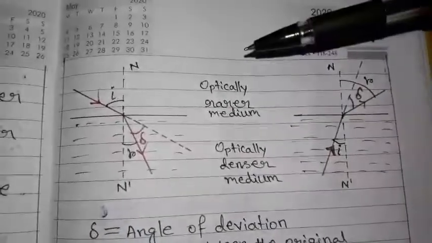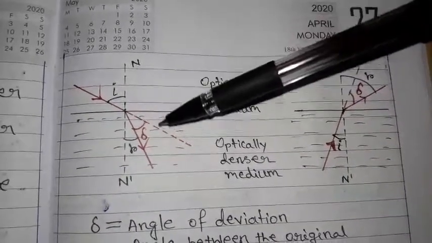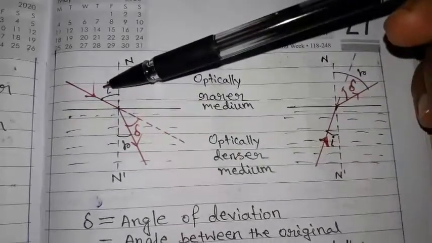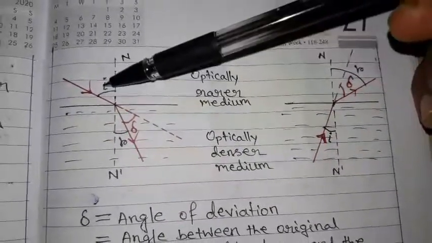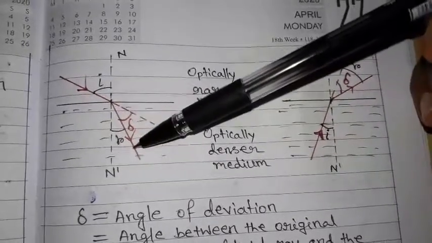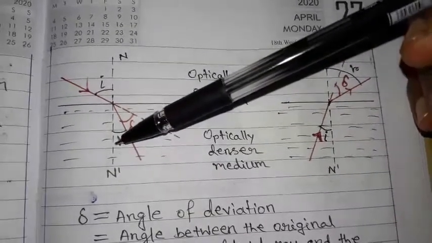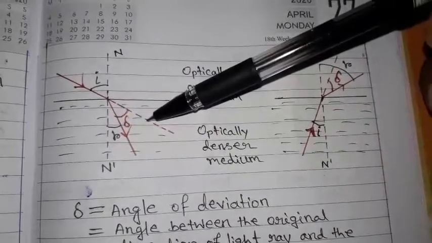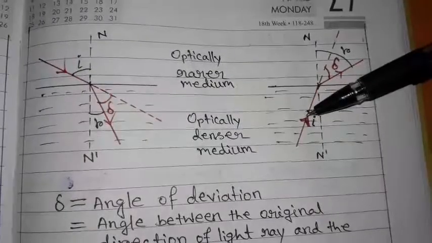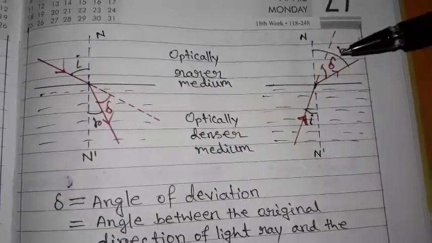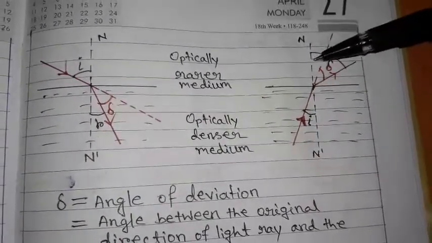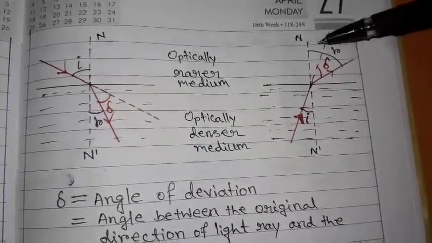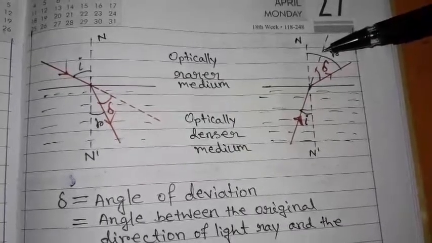Here in the diagram we see this is optically rarer medium and this is optically denser medium. When light ray passes from optically rarer to denser medium after refraction, we see the refracted ray bends towards the normal. This is the original direction of the incident ray. Here when light ray passes from optically denser medium to optically rarer medium, we see that the refracted ray bends away from the normal. This is the original direction of the incident ray.